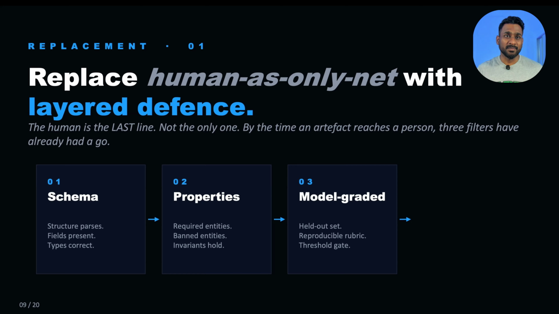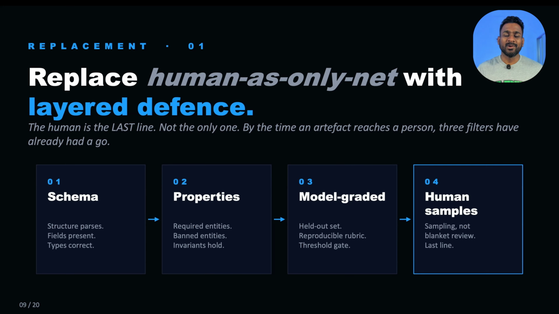Finally, human samples. Sampling, not a blanket review. Humans focus where judgment is needed, not where machines can verify structure and constraints. If your reviewer is the first filter, your reviewer is your ceiling. This design removes the ceiling.